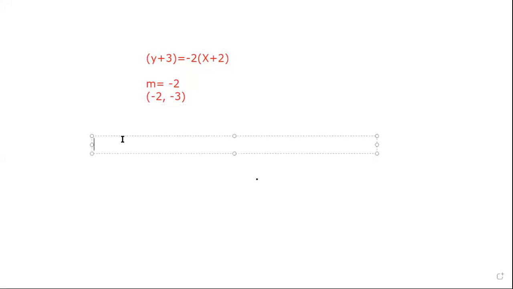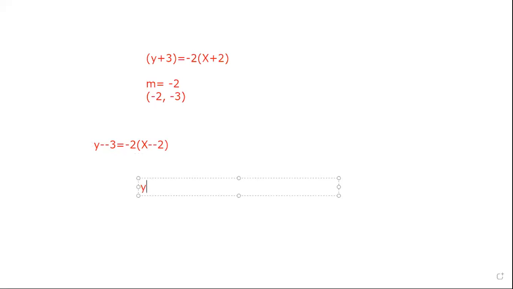Again, it was y minus -3 equal -2 times x minus -2. For this reason, I wrote it y plus 3, x plus 2. Then if you are looking for the original point, it was -2 and -3. Understood? Let me give you another one.